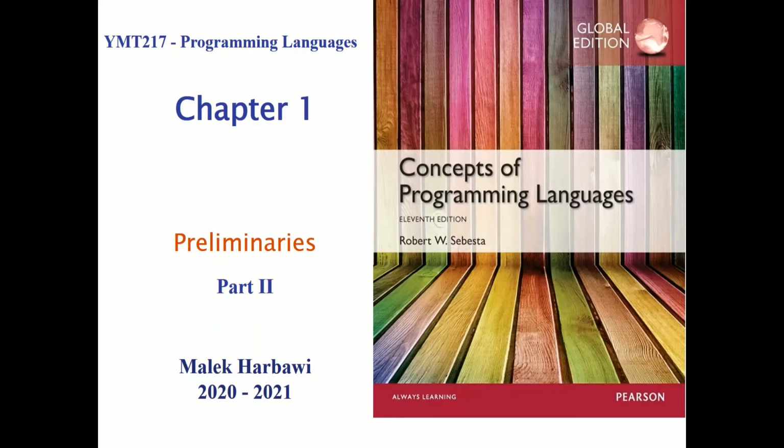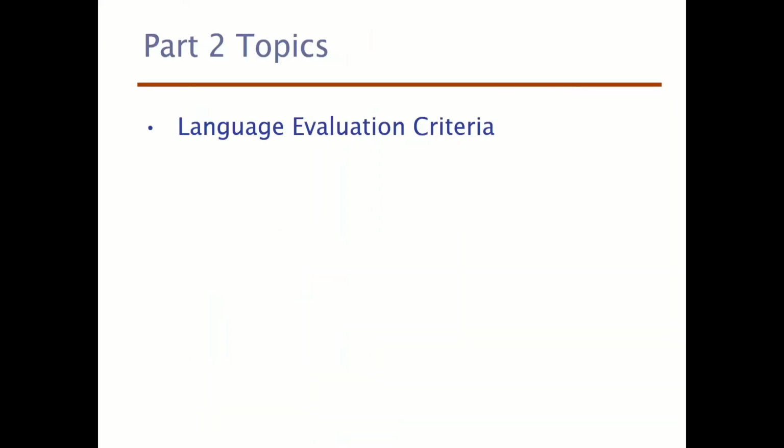This is the second part of chapter 1, so let's go ahead and see the topics. Actually, we have only one topic because it's detailed and extended, so what we are going to do is just discuss the language evaluation criteria.